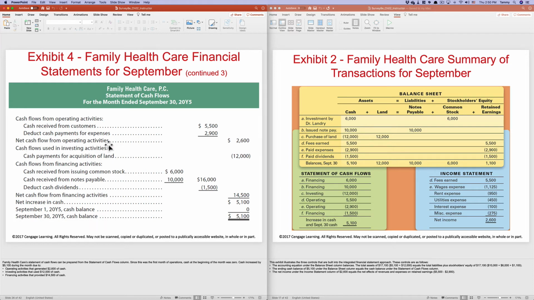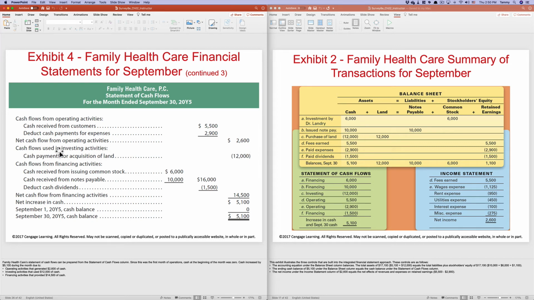So our net cash flow, or our total cash flow from operating activities, was $2,600 positive, right? We got $5,500 from our customers and spent $2,900 on our expenses. And so our net cash flow from operating activities was $2,600, which was also, in this case, because it's a cash business, the same as our actual income. It won't be for most businesses. Most businesses don't do everything in cash. We'll get to that in chapter 3.